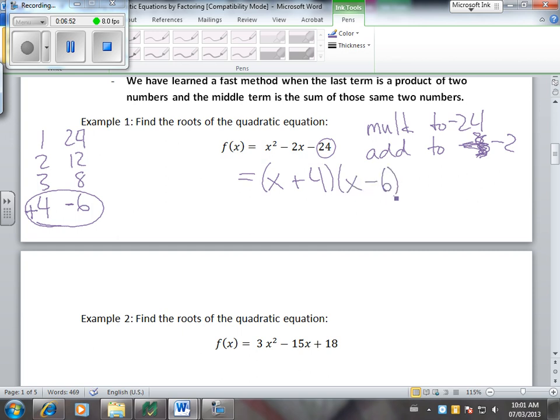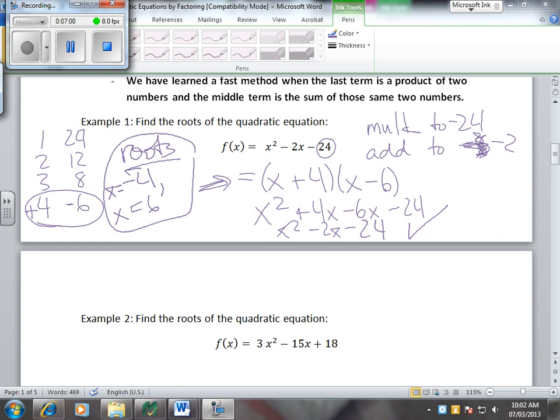Okay, now try expanding this and see if it is indeed correct. So when I expanded it, I found that I got x squared minus 2x minus 24, which is what I started with. And so then my roots are x equals negative 4 and x equals 6.